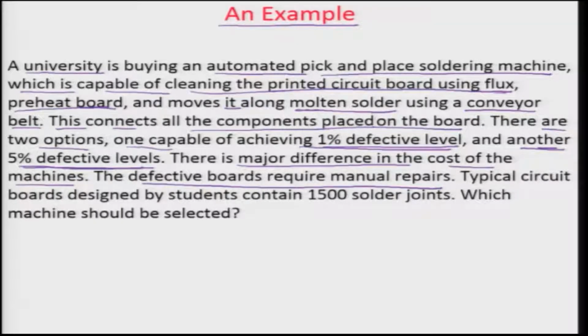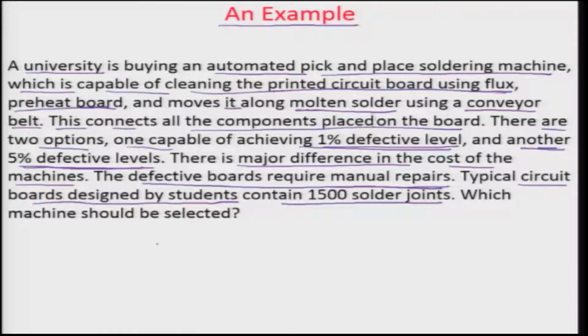That means you have to pay that person's salary, and the more defects there are, the more time will be spent repairing these boards, and hence it will be more expensive. Okay. And a typical circuit board designed by students contains 1500 soldering joints.